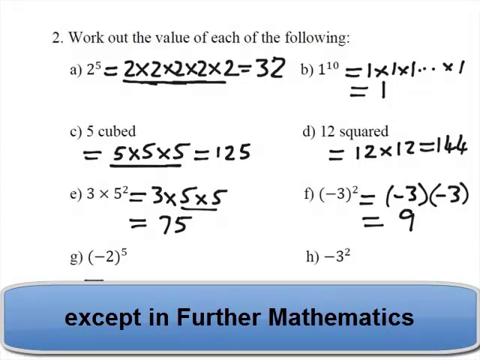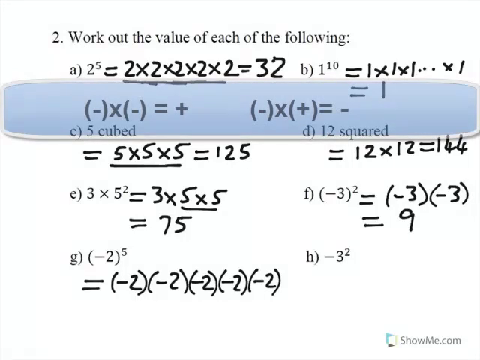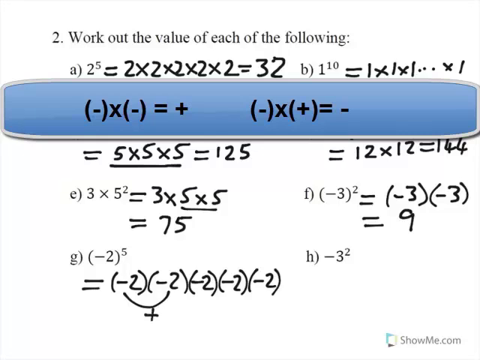Okay, this one, the exponent is telling us to multiply negative 2 by itself 5 times. 2 negatives multiplied together gives you a positive. Positive times positive is positive, times the negative that's left over is negative. 2 times 2 is 4, times 2 is 8, times 2 is 16, times 2 is 32. We saw that earlier on, the 32.